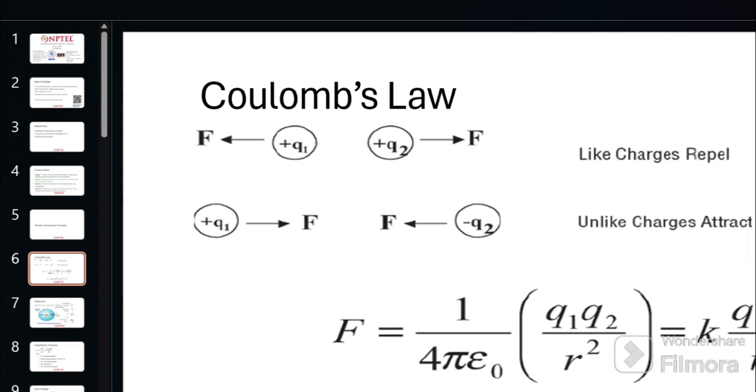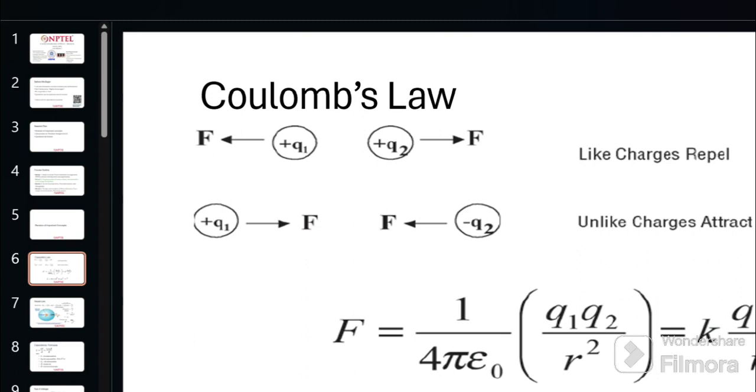This is in vacuum, and if it is inside any medium, the permittivity constant for that medium also has to be considered. So the formula will be 1 by 4 pi epsilon naught epsilon r, where epsilon r is the relative permittivity constant, Q1 Q2 upon r square.